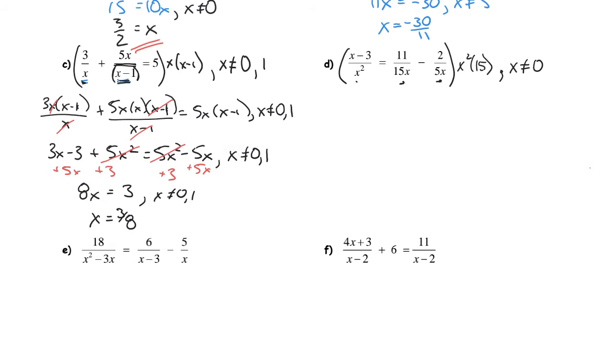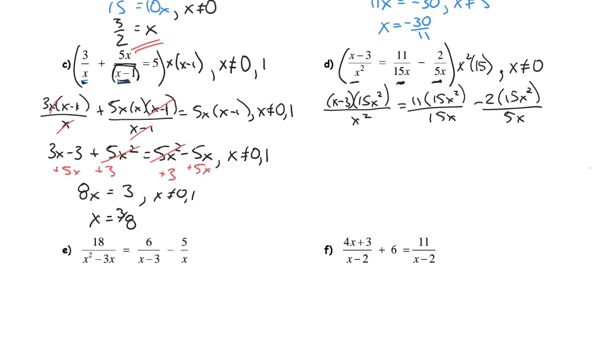We saw that in the very first question, but it's even more of an issue now because there are these products that we're seeing in the denominator here. But if x shows up as a factor all by itself, then the restriction will be that x can't be 0 if it's a factor in the denominator. So now we get x minus 3 multiplied by, and I'm going to put that in an order that looks better, 15x squared over x squared will equal 11 multiplied by 15x squared over 15x, minus 2 times 15x squared over 5x, where x cannot equal 0.